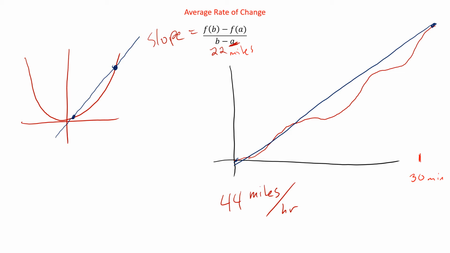Now, sometimes I'm going 50, sometimes I'm stopped, but the average speed is 44 miles an hour because I went 22 miles in half an hour. So that's what an average rate of change does. It doesn't pay attention to all the times you go above and below and above and below. It's just how much did the y change divided by how much did the x change. It's the slope of the line connecting the 2 points.